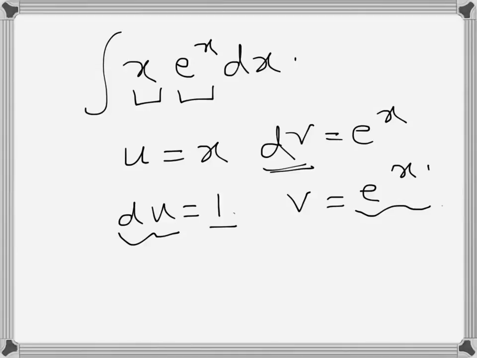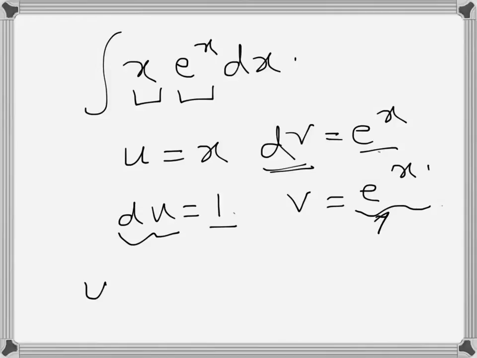Whereas if we had chosen otherwise, then the differentiation of e to the power x would be e to the power x, that's fine. But if dv was x, then the integration would have been x square by 2, so that wouldn't be simpler. So basically like that. So now this is very simple.